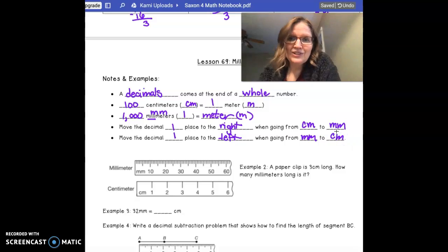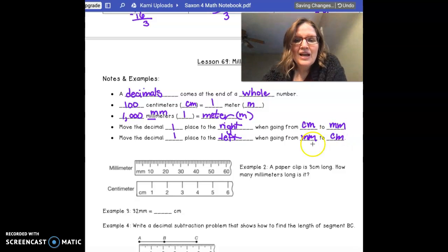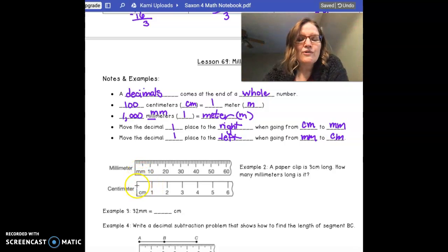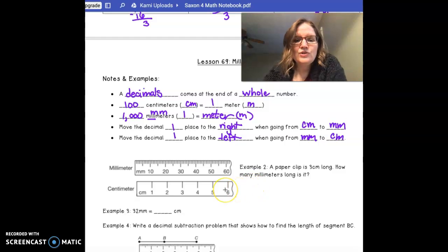So let's take a look at what we're talking about. As you can see, this is the same measurement right here. For each centimeter, we have 10 millimeters. And so when we're wanting to convert, here is 1 centimeter, we can move it to the right one.